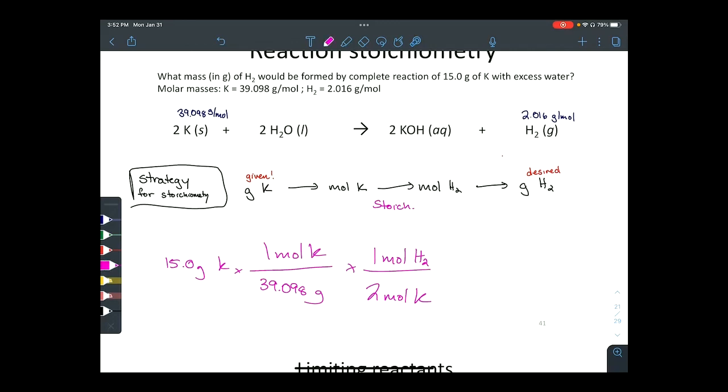Are we done? No. Where do we need to go? Grams. So this is where we use that last idea. 1 mole of H2 is 2.016 grams of H2. And the answer is 0.387 grams of H2. So these steps, going from grams to moles of something else to grams, you will probably, I would say, do that at least 100 times before the midterm. Okay, because all of reaction stoichiometry is based upon that idea, going from grams, moles to grams.